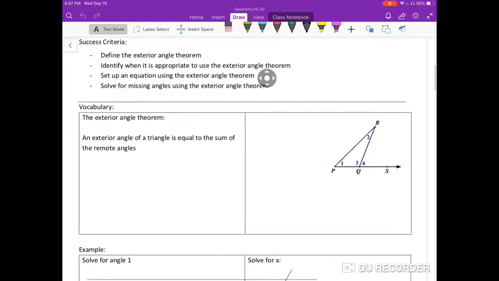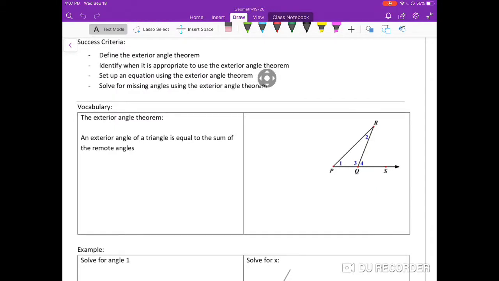So first, before we even get into this vocabulary, let's talk about what an exterior angle is. An exterior angle is an angle that's on the outside of the triangle that's made with one of the sides. So for example, if I see side PQ here, how it extends past the triangle, and it makes angle 4. Angle 4 is actually my exterior angle, right? That's really important. And if we go to the definition of the theorem, the exterior angle is equal to the sum of the remote angles.